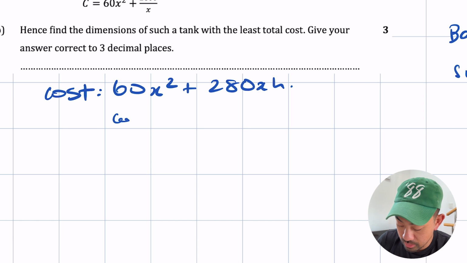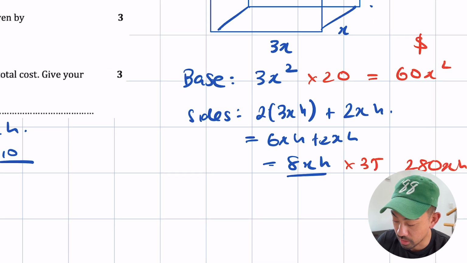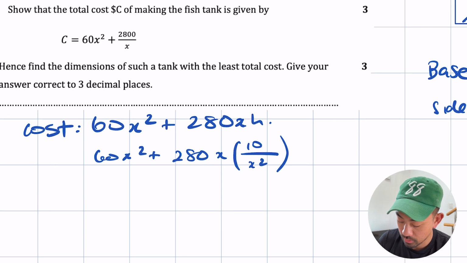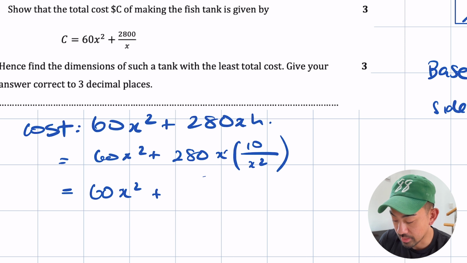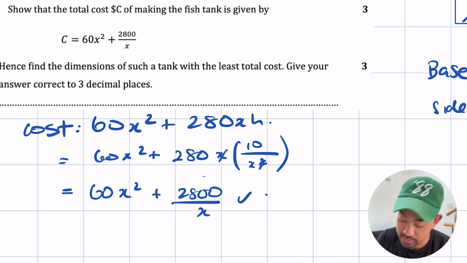So cost is 60x squared plus 280x over, what did we say? I've forgotten already. 10 over x squared. Simplify that, 60x squared plus, okay, this x and that x cancels out. 280 times 10 is 2,800 over x, and we are done for the first part.